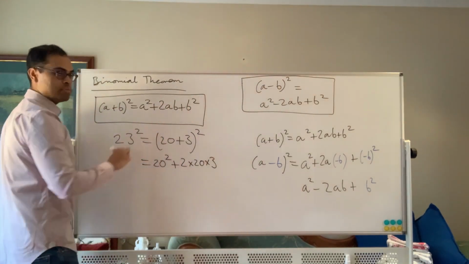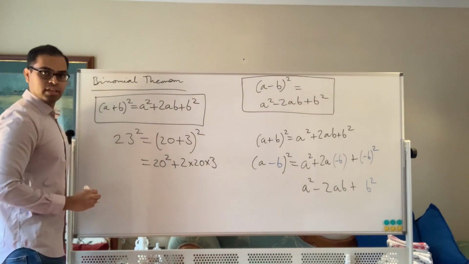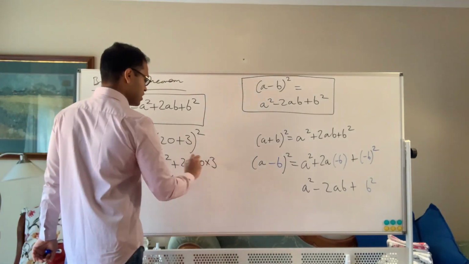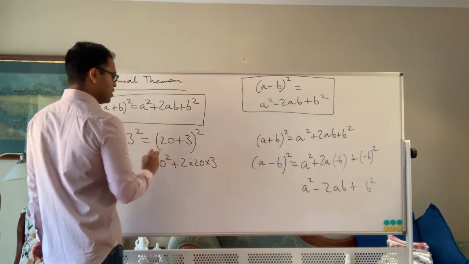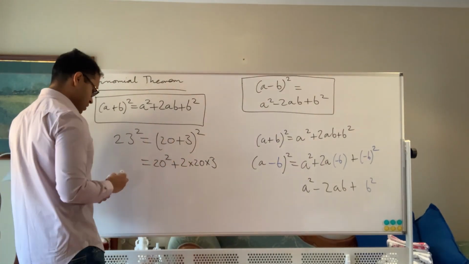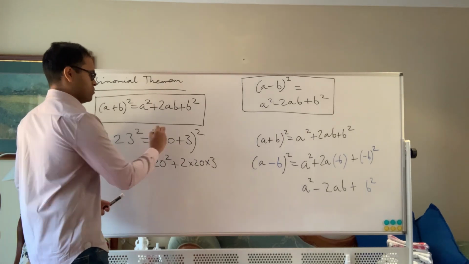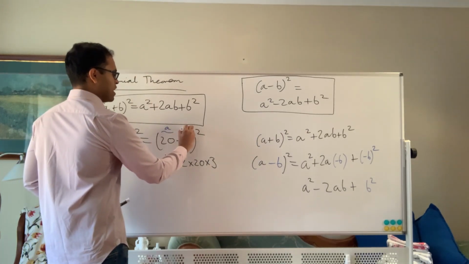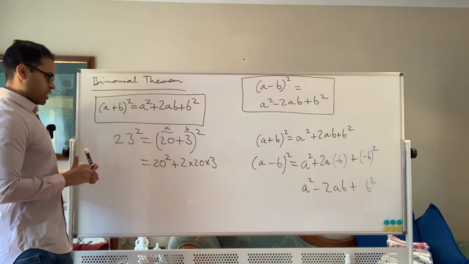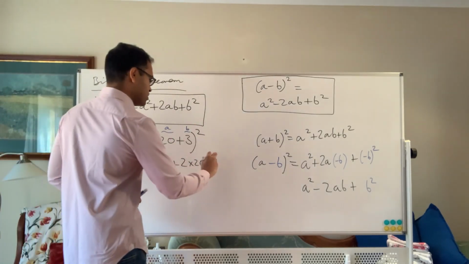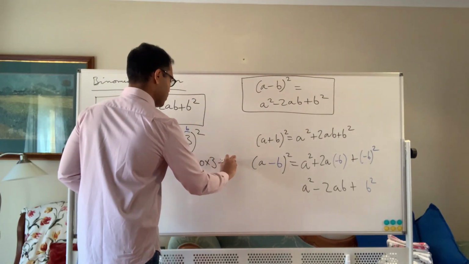So 2 times a times b. A and b are 20 and 3 here. So that's the formula. It's going to be 2 times 20 times 3. So you can mentally think of it: a is going to be 20 and b is going to be 3. So you can think of it in the binomial formula. We're going to get 20 squared plus 2 times 20 times 3 plus 3 squared.